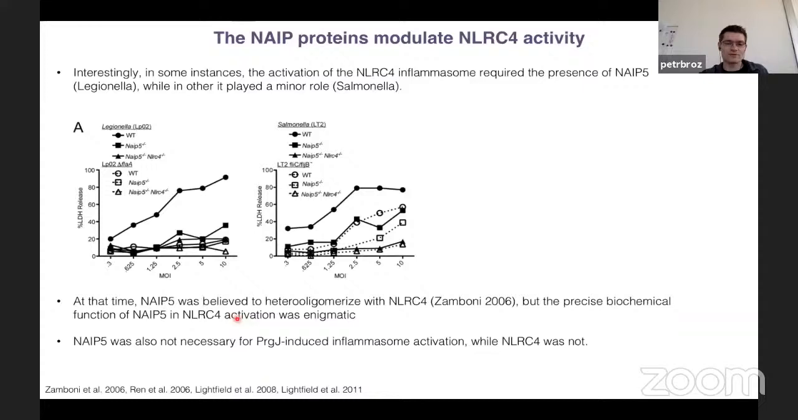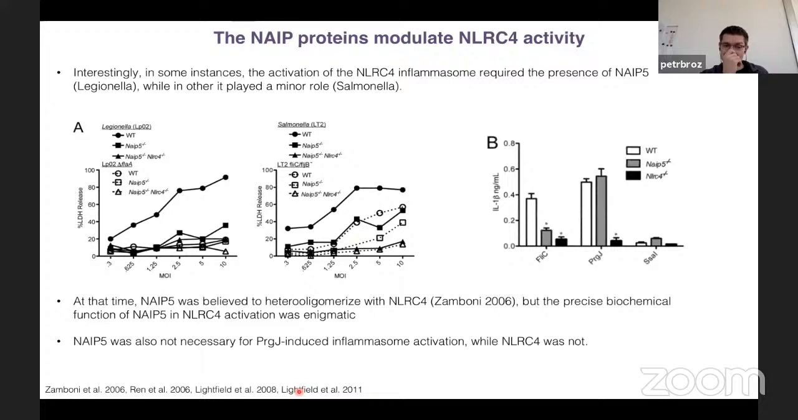It was also believed that NAIP5 has the ability to heterooligomerize with NLRC4, but how that would work was not entirely clear. Later work, especially by Russell Vance's lab, made things a little bit clearer. They showed that NAIP5 was not necessary for inflammasome activation by PrgJ, which is the rod subunit of type 3 secretion systems, which you can see here. If they deliver PrgJ into macrophages, they get IL-1 beta release in wild type and in the NAIP knockouts, but not in the NLRC4 knockouts. While if they deliver FliC, so flagellin, into macrophages, both NAIP5 and NLRC4 were necessary. So this suggested that NAIP5 was only necessary for FliC-mediated NLRC4 activation, but not for PrgJ-mediated activation.